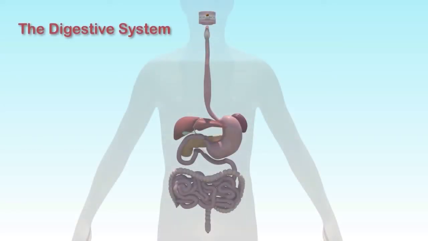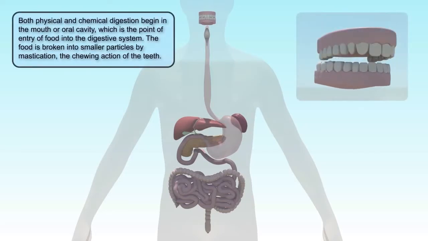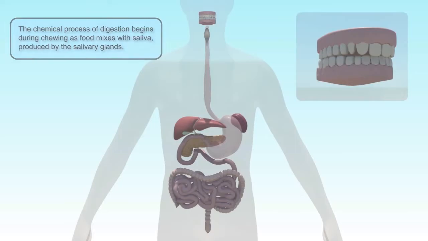In this video, we will talk about the basic components of the human digestive system. Both physical and chemical digestion begin in the mouth or the oral cavity, which is the point of entry of food into the digestive system. The food is broken into smaller particles by the chewing action of the teeth. The chemical process of digestion begins during chewing as food mixes with saliva produced by the salivary glands.